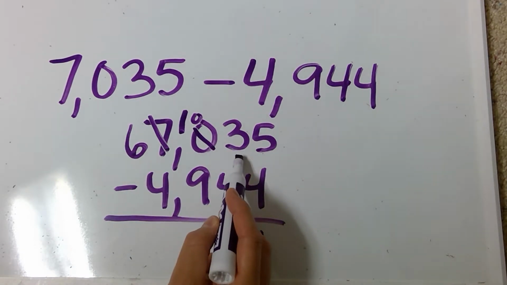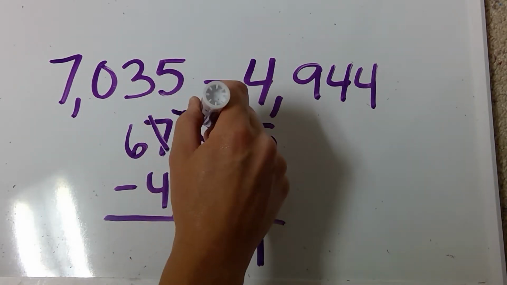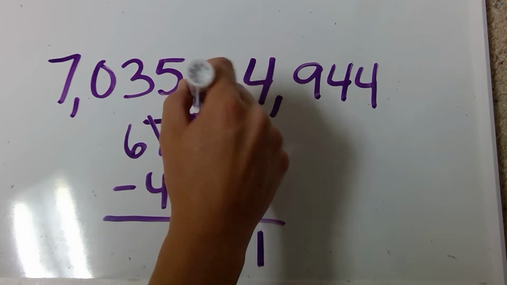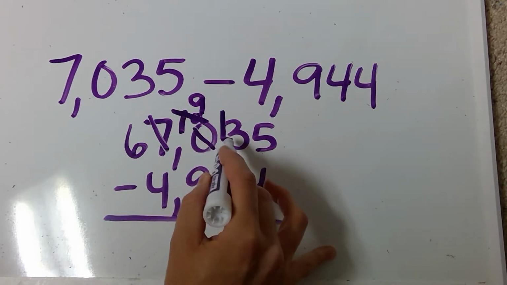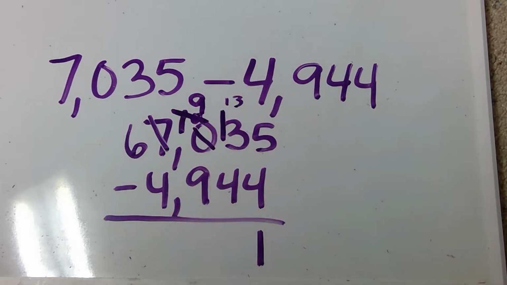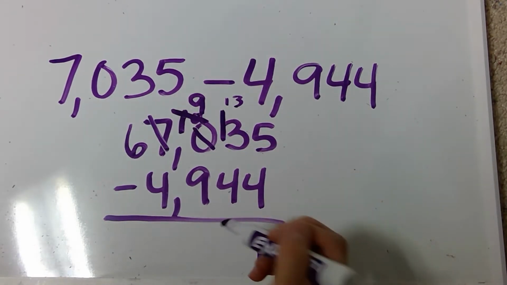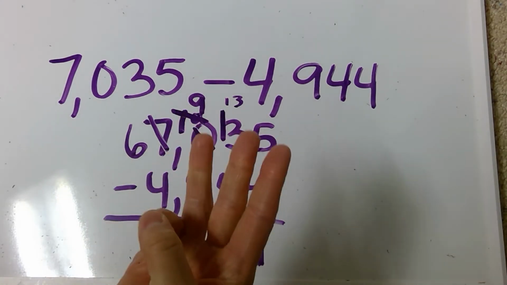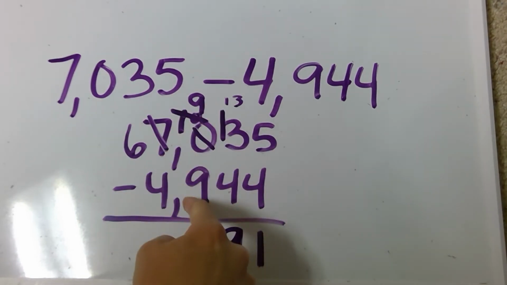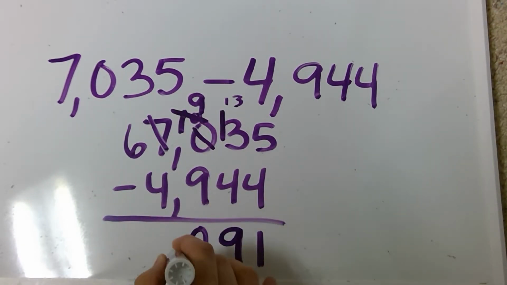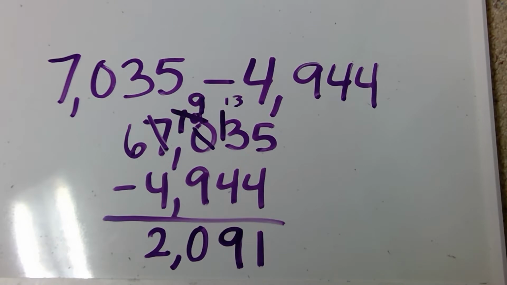But I still haven't solved the problem of the 3. I still can't do 3 minus 4, so I still have to borrow. This 10, I'm going to take 1 from the 10, and it's going to become 9. And now the 3 is going to become a 13. I just put the 1 in front of it, but if you write it 13 like that, that's fine. Now, if I have 13, can I take 4 away? Well, yeah. Count back from 13. 12, 11, 10, 9. So it is 9. 9 minus 9, I can do that. 0. 6 minus 4, I can do that. So our answer is 2,091.